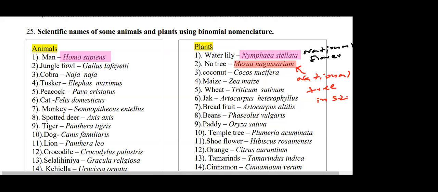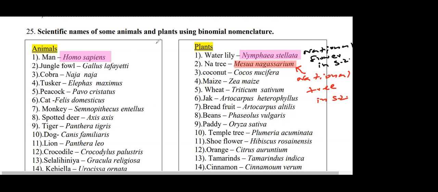Then the national flower in Sri Lanka. What is the national flower? Blue lotus. The other most important things: national flower, national bird, national tree. Jungle fowl is the national bird. Under animals, highlight jungle fowl.